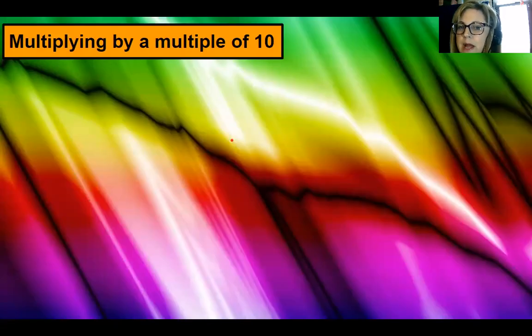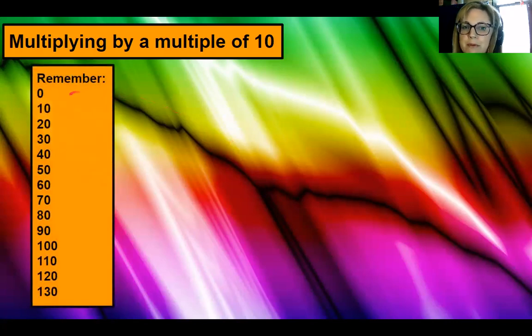So now we are moving on to multiplying by a multiple of 10. So this is just a little bit different. So remember, these are multiples of 10. 0, 10. 10 is the one that we've been practicing. Now we could be practicing with 20, 30, 40, 50, 60, 70, 80, 90, 100, 110, 120, 130. Okay, so we are going to practice multiplying by any one of these multiples of 10 by another number.